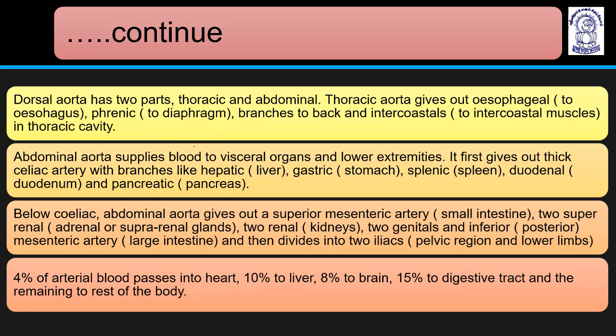Dorsal aorta has two parts. One is thoracic and the other one is abdominal aorta. The thoracic aorta gives out esophageal to esophagus, phrenic to diaphragm, branches to back and intercostals to intercostal muscles in thoracic cavity.